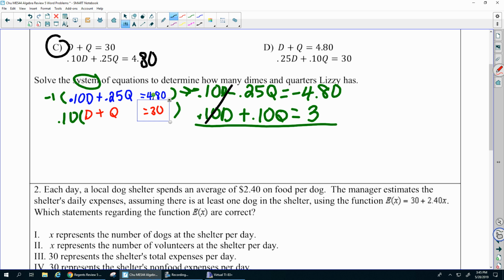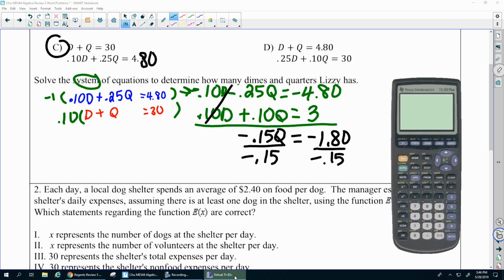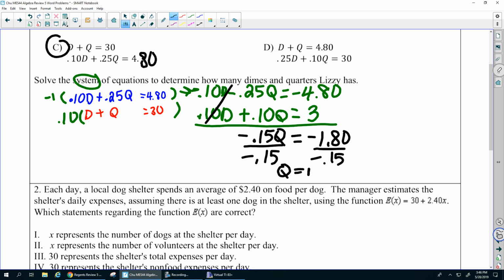So if I use my calculator, I add these two together, they cancel out. -0.25 and positive 0.10 gives you -0.15Q equals to -$1.80. Let's divide by negative 0.15 on both sides. So, I have my calculator, negative 1.80 divided by negative 0.15. I get 12. There are 12 quarters.